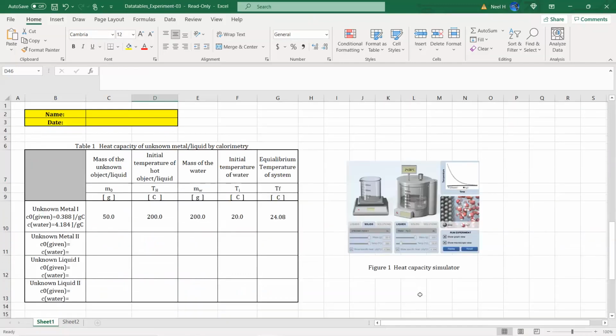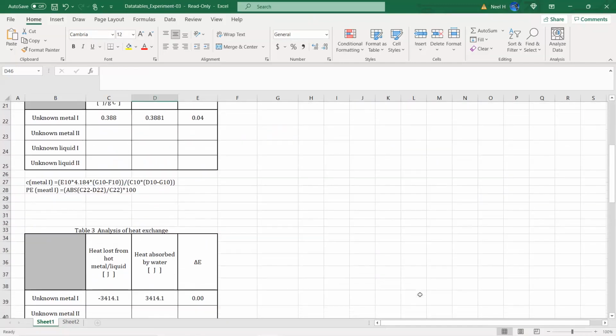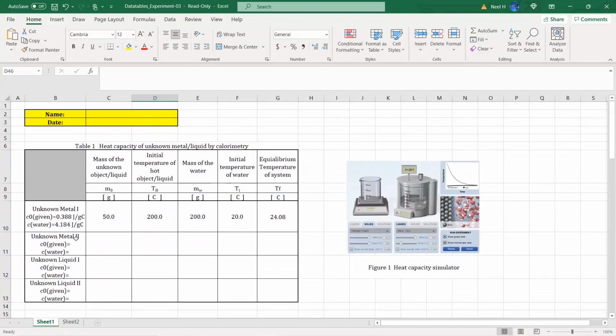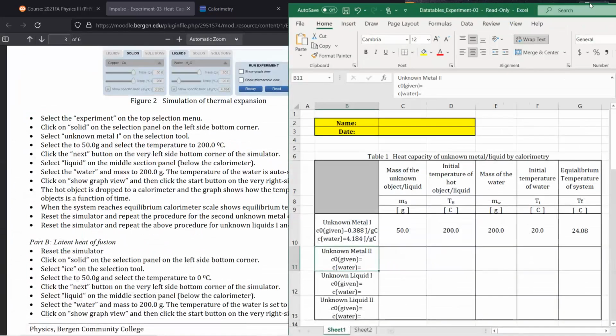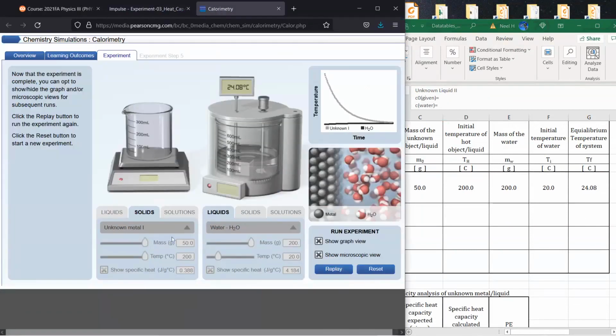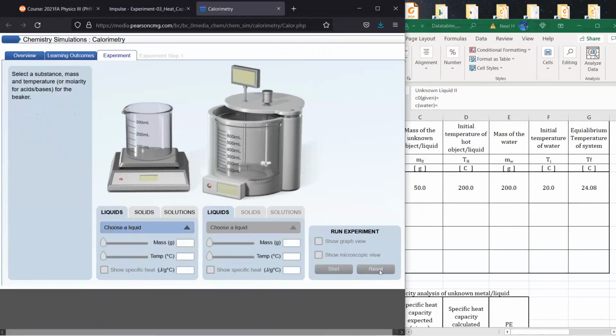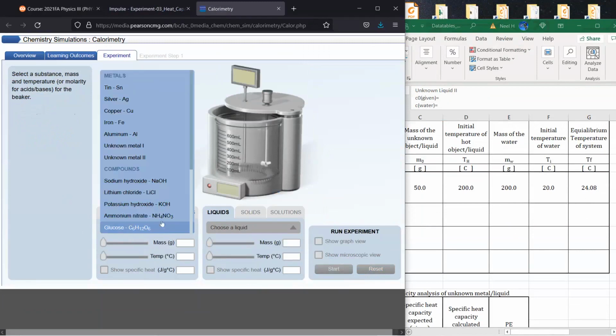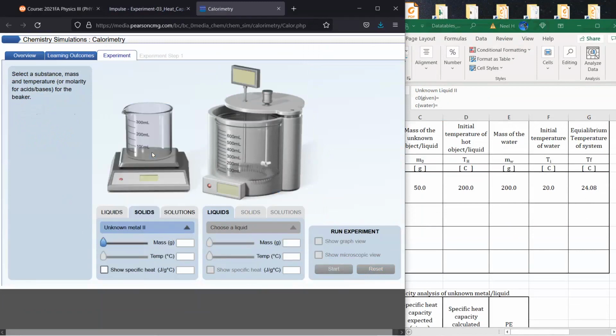Okay, then I can put you guys into breakout rooms. Then you can try to complete all of the rest of the three. The process is very similar, nothing different. For each of these cases, you have to pick the right one mentioned there. You need to reset the simulator first. And then for case B, we are doing unknown metal number 2. Change this into solid first, then select unknown metal number 2, continue.